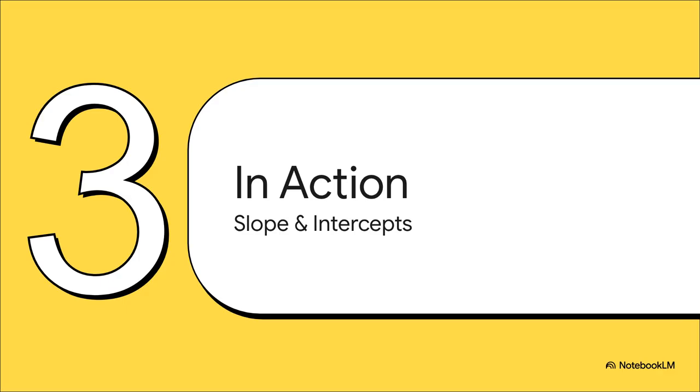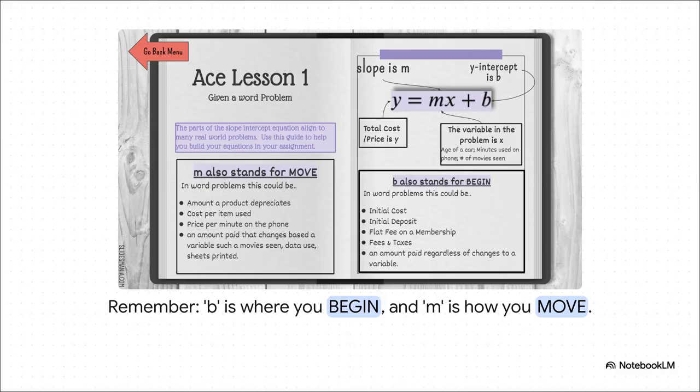Now that we have our toolkit all set up, let's put it to the test. This is the fun part, where the math meets the money. Okay, this is the single most useful trick for solving word problems, I promise. In the equation y equals mx plus b, just think b for begin, that's your starting amount, your flat fee, and m for move, that's your rate of change, the price per item, or the commission you earn. B is for begin, m is for move.